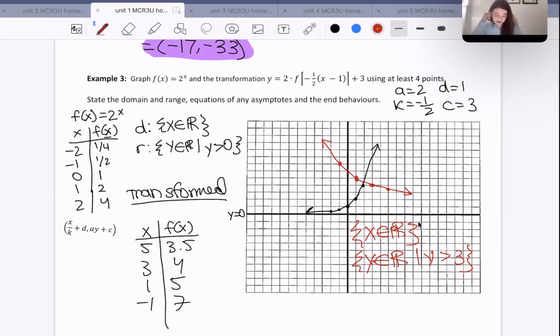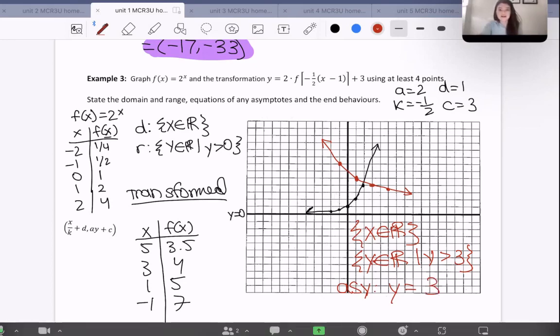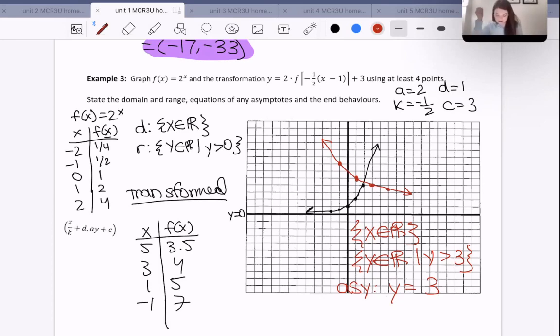All right. Then we have the equation of our asymptote, which is y equals 3, rather than y equals 0, because just as we moved up, so does our asymptote. When our whole graph moves up, the asymptote also moves up. What else do we have as well? We also have the end behavior. So that's going to look like this.